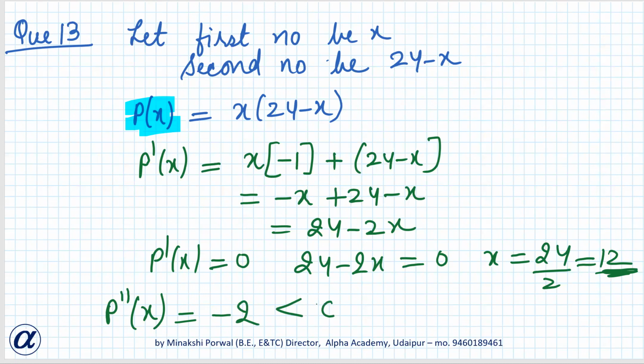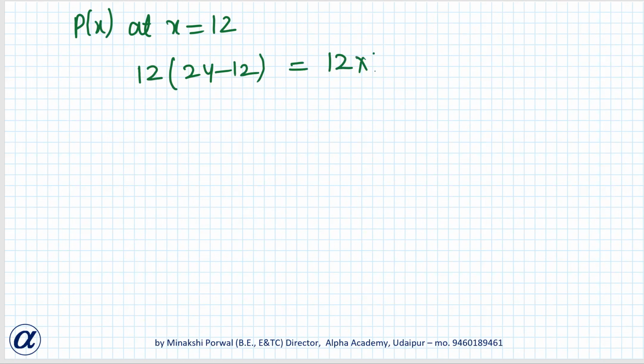Okay. So this is less than 0. We are doing question number 13. So this is a maximum value, and the maximum is at x equals 12. And the value of the maxima: P(x) at x equals 12 will be 12 into 24 minus 12, that is equal to 12 into 12, 144. This will be the answer.